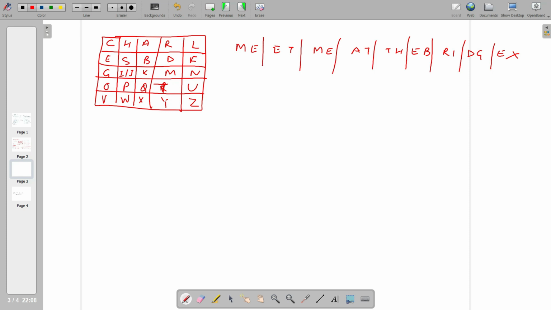So now we check for ME. M and E are different, so M will be replaced with G and E will be replaced with D. This we have already done. Now E and T. E and T are also in different rows and different columns. So E will be replaced with O and T will be replaced with D.